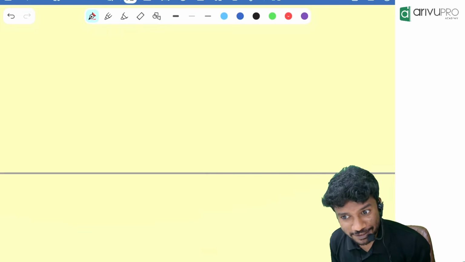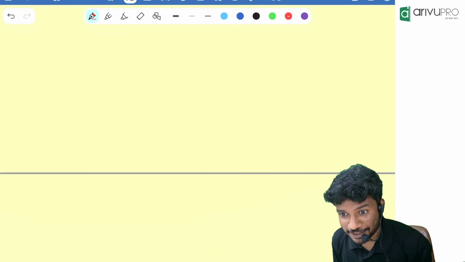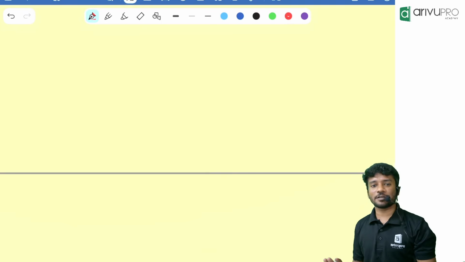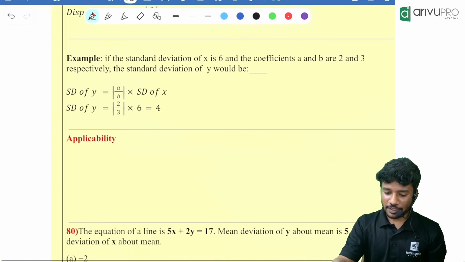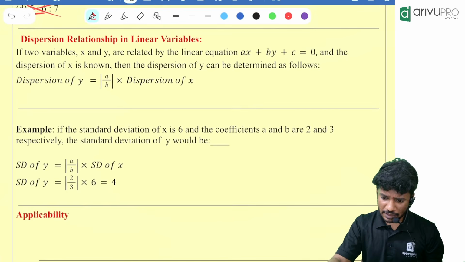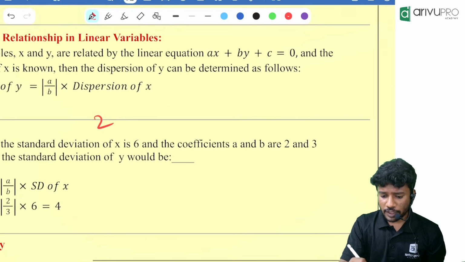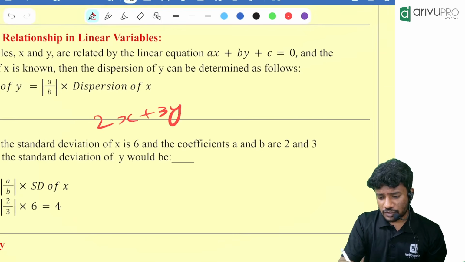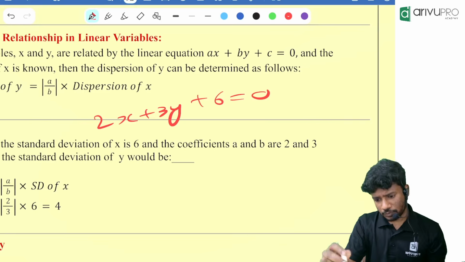No. We know that, right? Everyone knows that. Yes. Dispersion is not affected by change of origin. People, so if a question is having, for example, a random question, I'll take 2x plus 3y, which is equal to 6, or plus 6 is equal to 0.